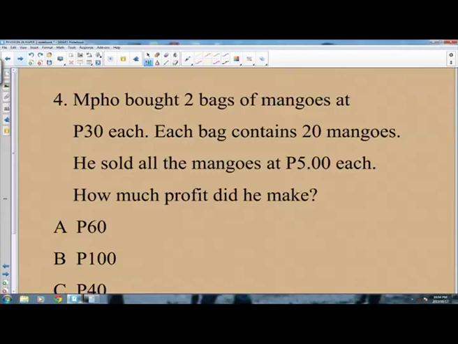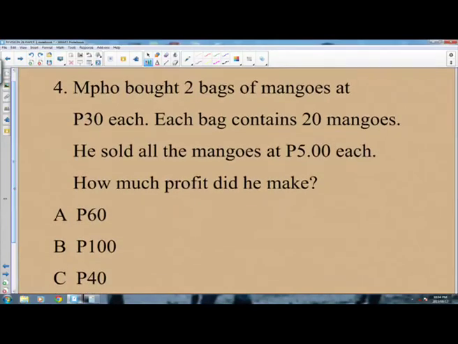Question number 4. Mpho bought 2 bags of mangoes at 30 pula each. So there are 2 bags, each costing 30 pula. Each bag contains 20 mangoes. That is, in each bag there are 20 mangoes. He sold all the mangoes at 5 pula each. How much profit did he make? So you are expected to calculate the profit. So let's work it out. 2 bags will cost 60 pula. Cost of 2 bags.